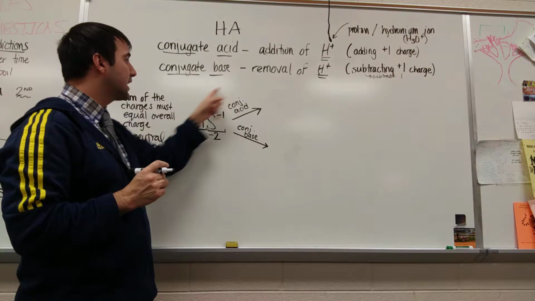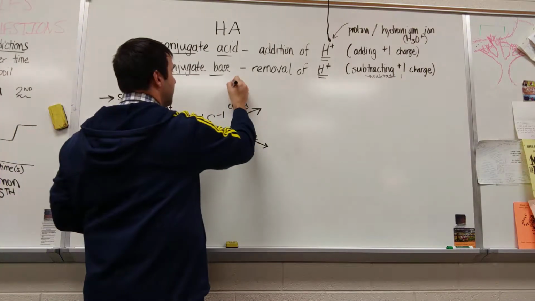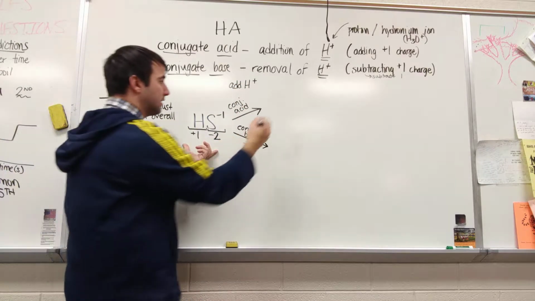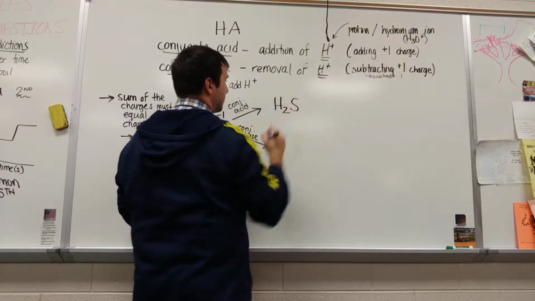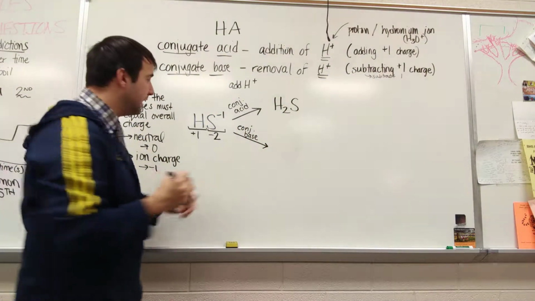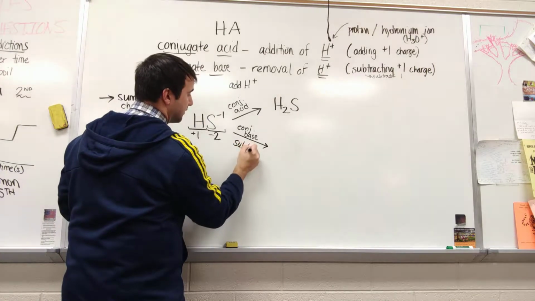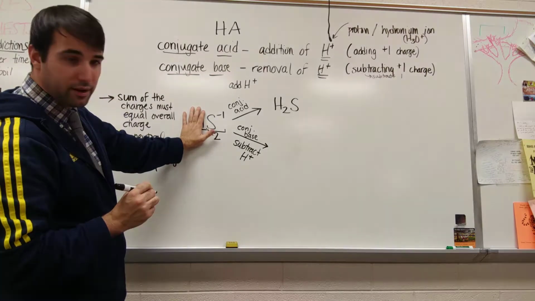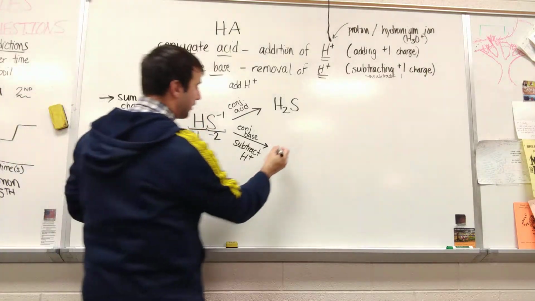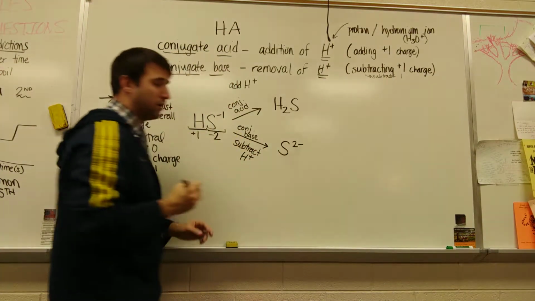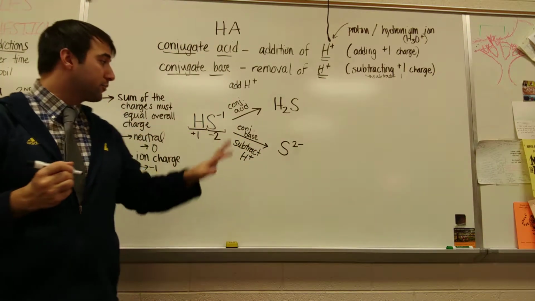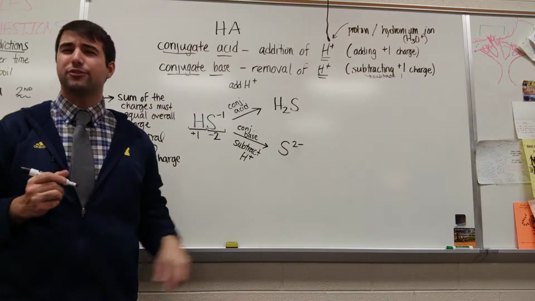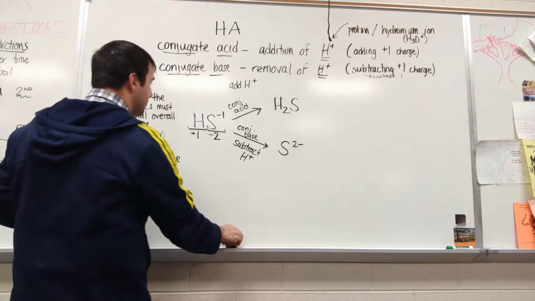If I want to make the conjugate acid of this, I'm adding H+. So if I add H+ to this, I get H2S. If I want to make my conjugate base, I'm going to subtract H+. If I subtract my H+, I'm going to be left with sulfur that's a 2- charge. This one's a little bit tougher to see, but if I remove another proton, I'm just left with sulfur as a 2- charge.